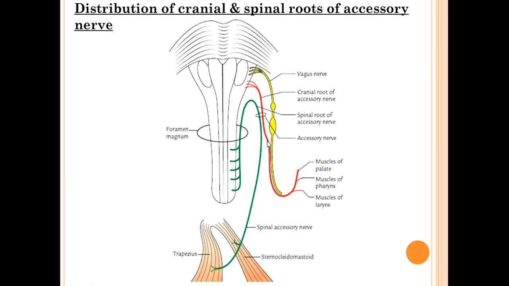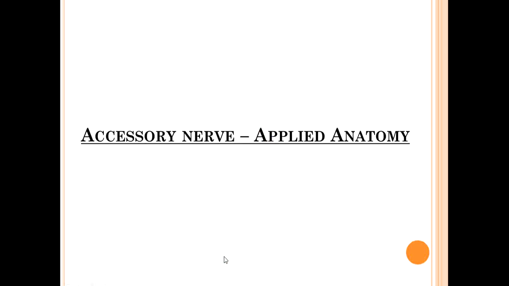Okay, you can see here the vagus, which is going and supplying the muscle of palate, muscle of pharynx, muscle of larynx. So here you can see all the muscles of pharynx except stylopharyngeus, which is supplied by glossopharyngeal, all the muscles of palate except tensor palatini and tensor tympani, and all the intrinsic muscles of larynx, they all are supplied by the cranial root. And the spinal root is going to supply the sternocleidomastoid and trapezius.